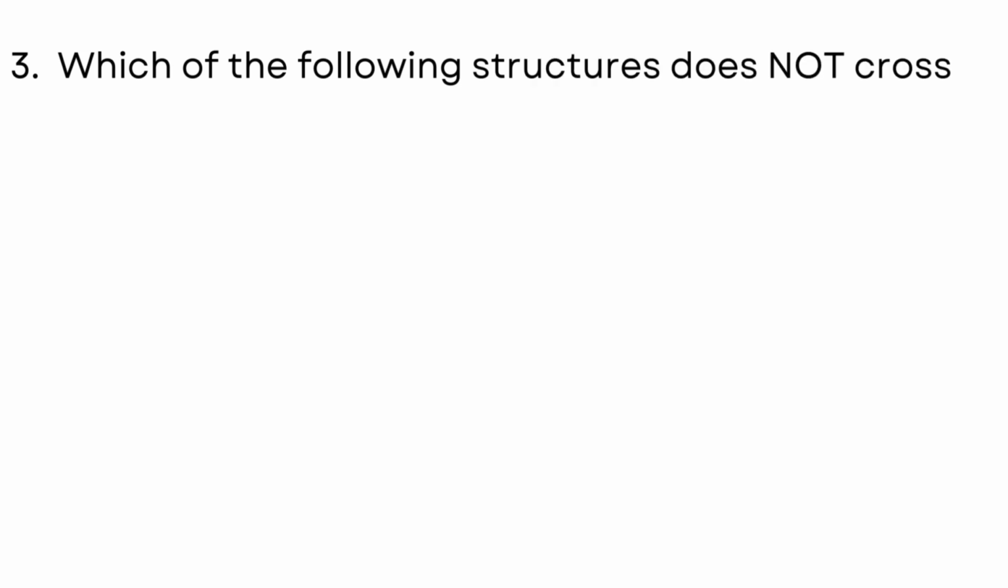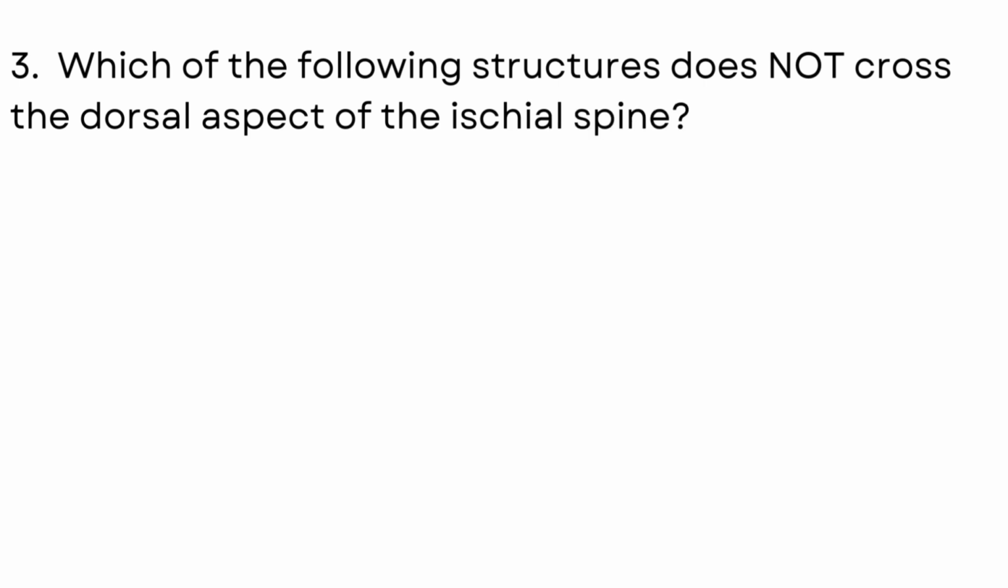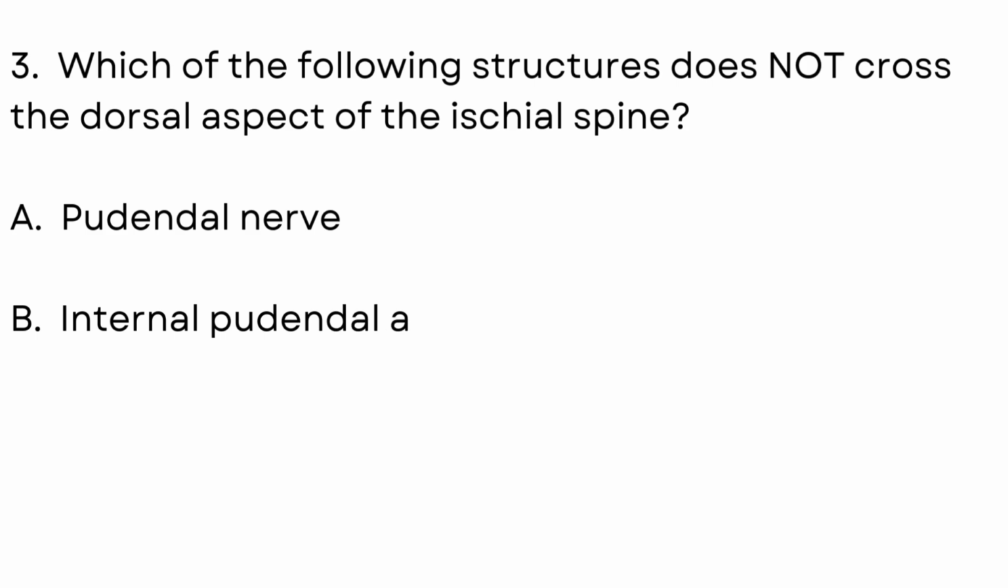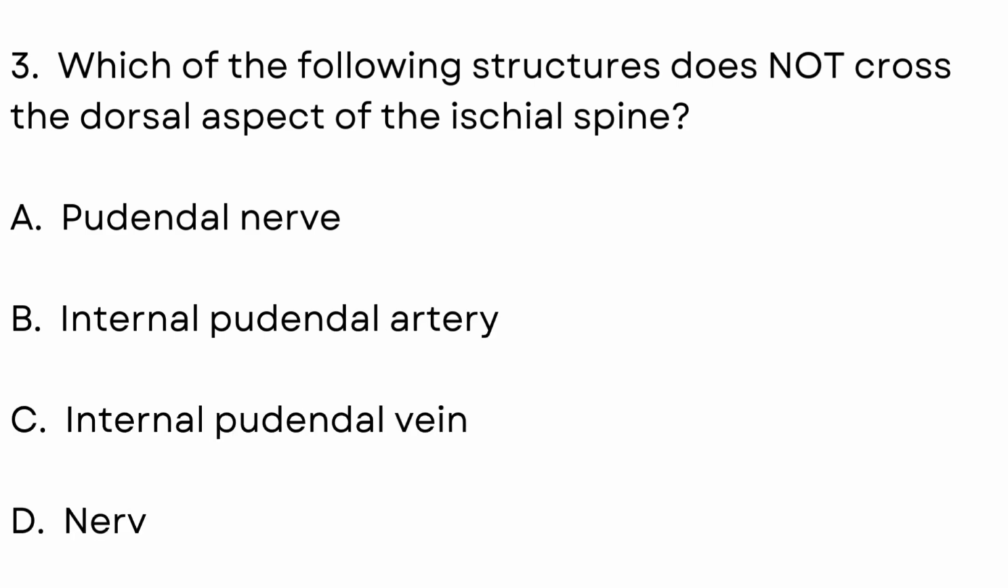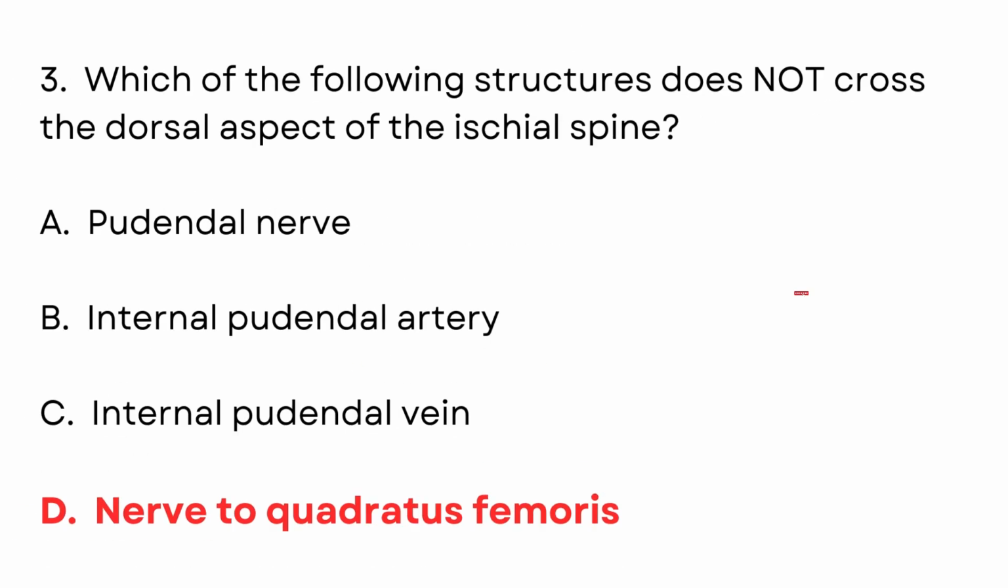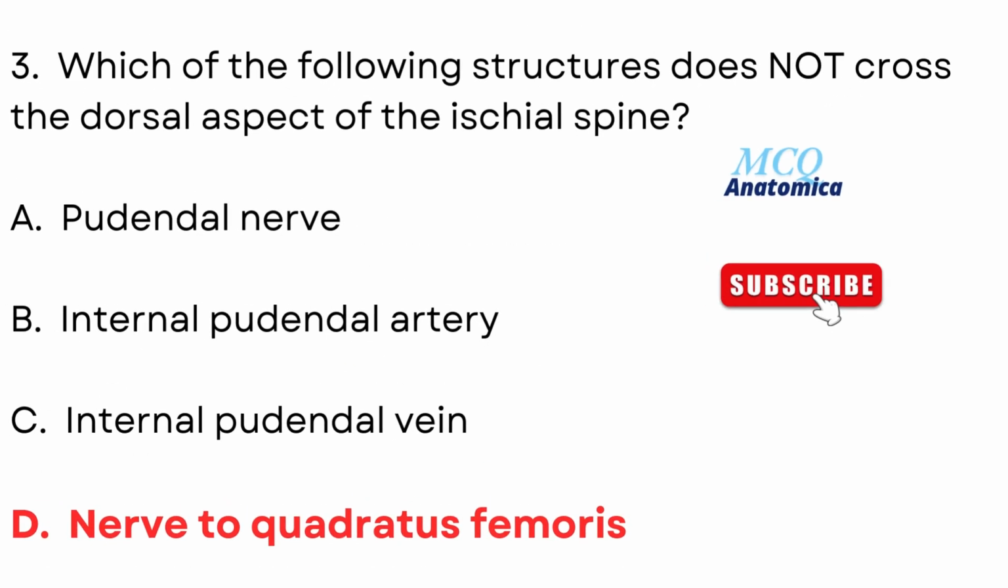3. Which of the following structures does not cross the dorsal aspect of the ischial spine? A. Pudendal nerve. B. Internal pudendal artery. C. Internal pudendal vein. D. Nerve to quadratus femoris. The answer is D. Nerve to quadratus femoris.